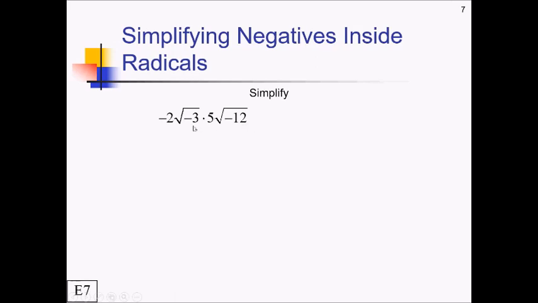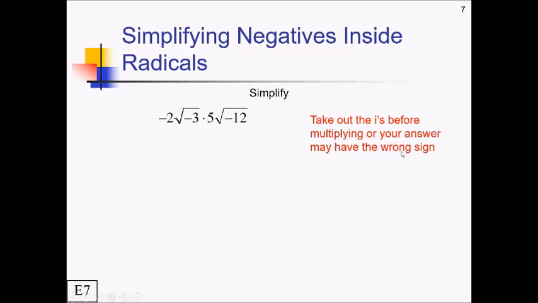So we got to be careful with these negatives inside. As it turns out, you have to take out the i's before you multiply, or your answer might have the wrong sign on it. Hey, that's kind of catchy. Take out the i before you multiply. I think I'll make that into a song. Anyway, let's go ahead and do this.